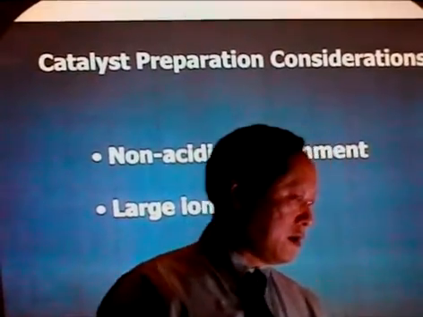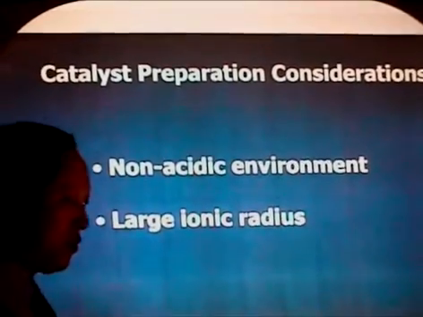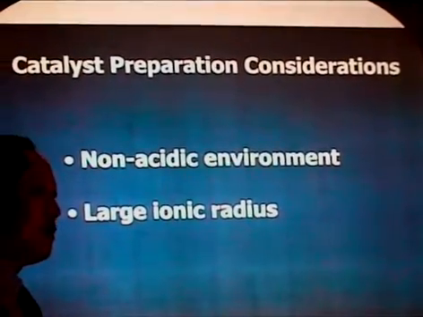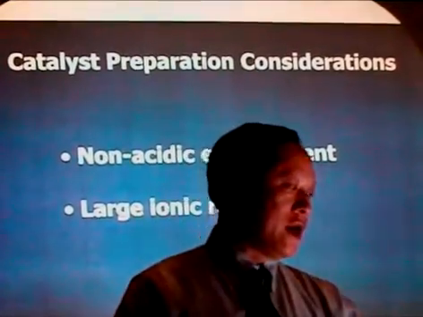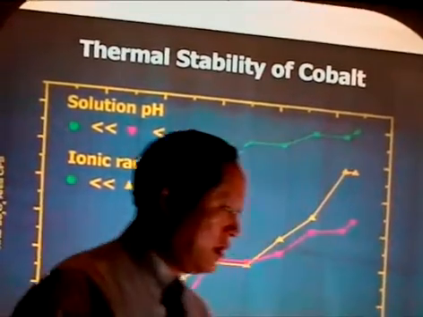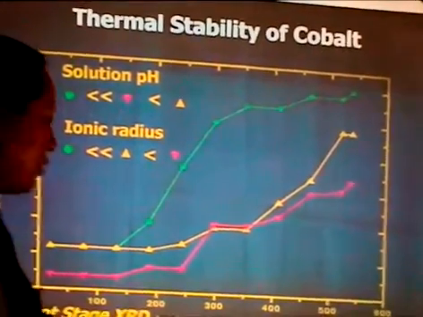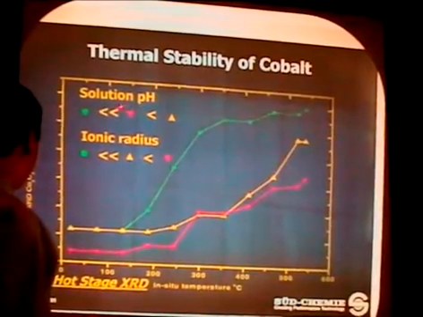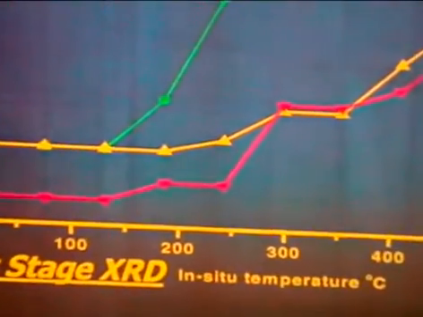Based on some of this thinking, we came up with a general consideration. We tried this approach to see if it works: non-acidic impregnation. Then we chose larger ionic radius compounds, not necessarily just simple cobalt nitrate. Here are some observations after we chose three different methods of preparation, which involve different pH of the impregnating solution and different radius of ionic species.